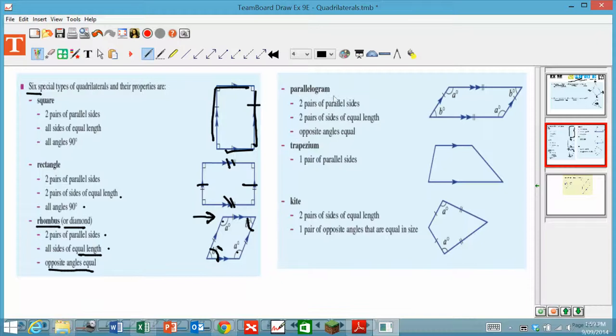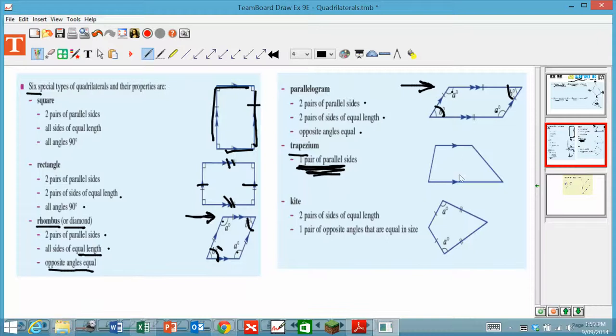We've also got a parallelogram, which is basically a rectangle. So think of a rhombus as a square with the top pushed over a little bit. A parallelogram is a rectangle with the top pushed over a little bit. And very similar characteristics though. So two pairs of parallel sides, two pairs of sides of equal length, and opposite angles are equal. So these two angles that are opposite each other are equal, and these two angles that are opposite each other are equal.